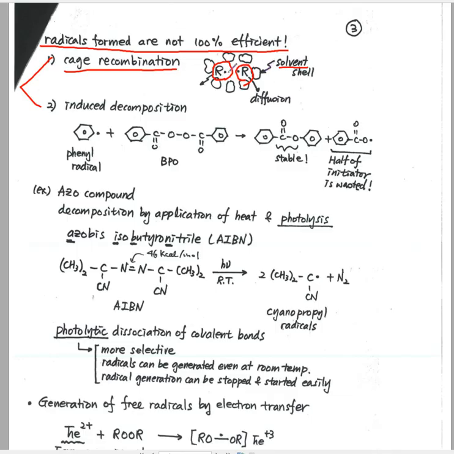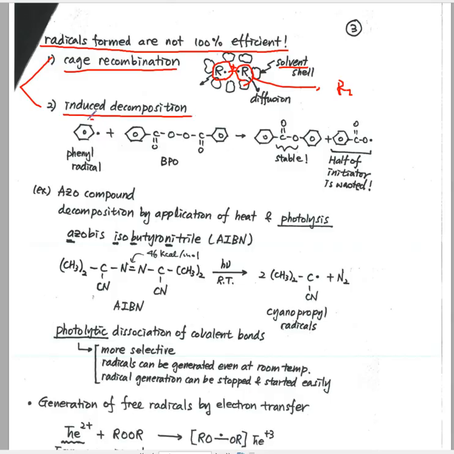But what we want is for these radicals to react with monomer, right? By doing that, we can make long chain polymers. But if these 2 radicals are surrounded, kind of caged by solvent molecules, then they would just react with each other, basically forming the initiator again. They kind of just die, right? It could happen.